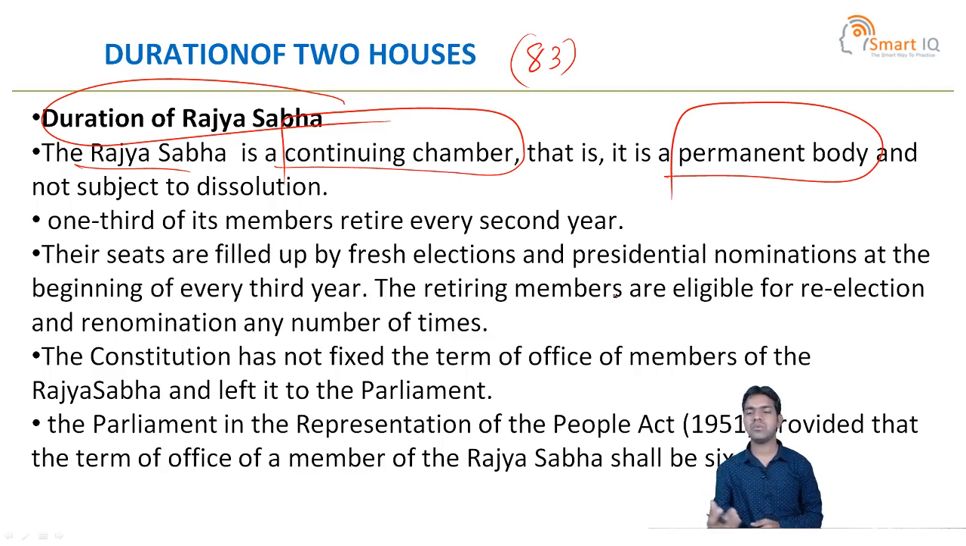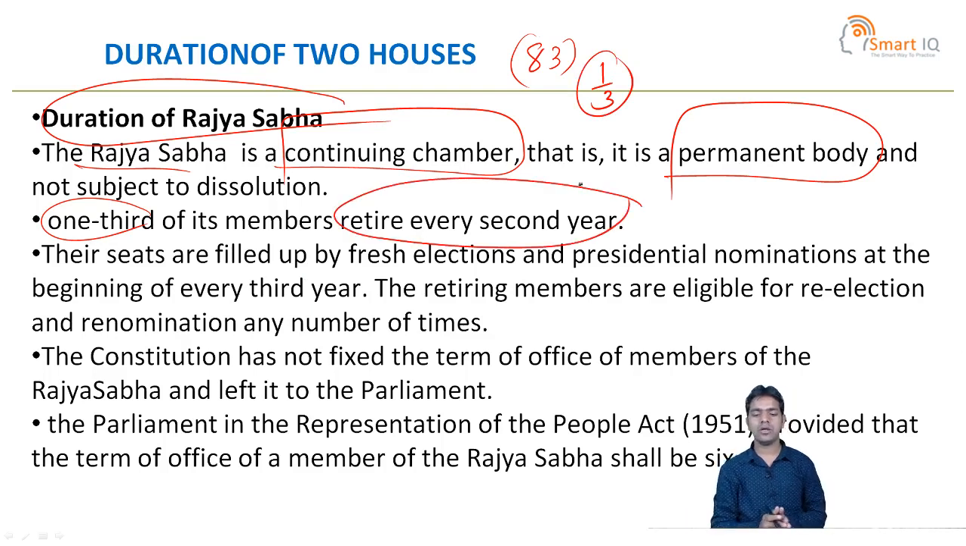Very important: one third of its members retire every second year. The Rajya Sabha is a continuing chamber, a permanent body not subject to dissolution, and one third of its members retire every second year. One third of the total members of the Rajya Sabha retire from their seats.